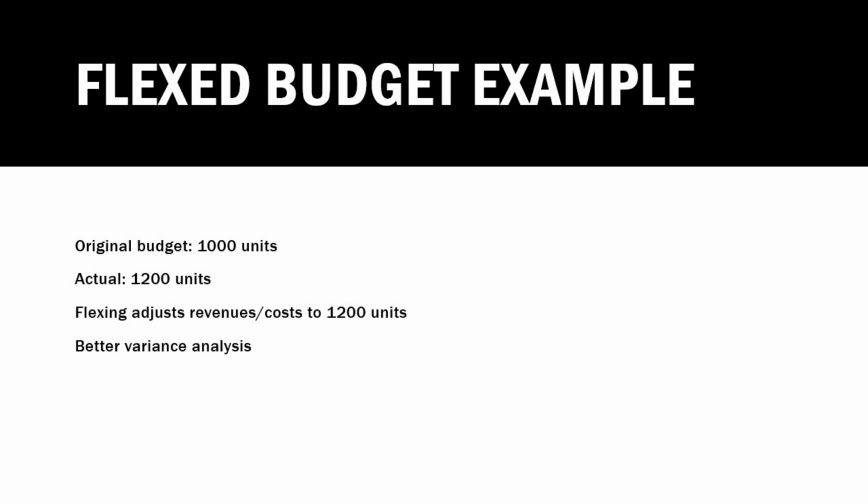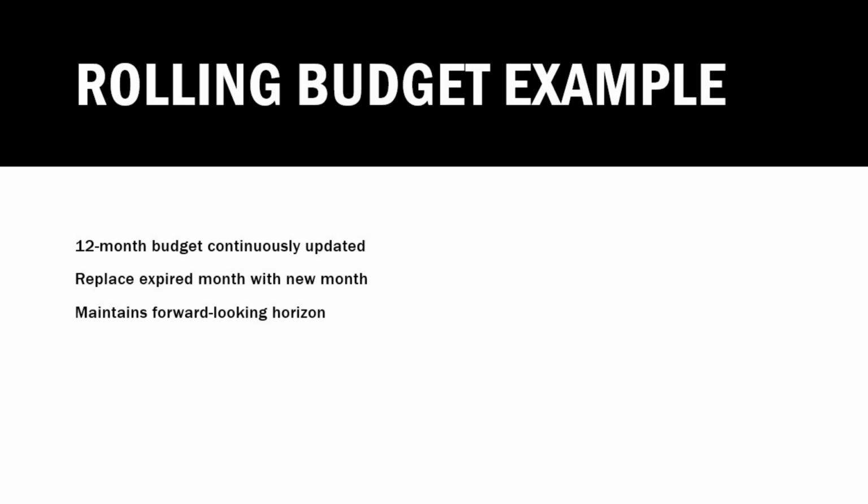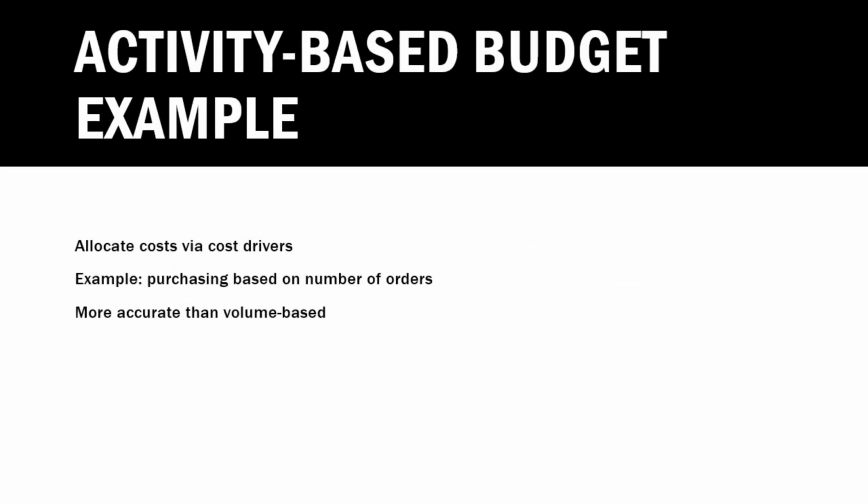Flexed budgets are especially important. Suppose 1,000 units were budgeted but 1,200 were produced. A flexed budget adjusts sales and variable costs to 1,200 units. This ensures that variances reflect real performance, not differences in volume. Rolling budgets extend the horizon and ensure management always looks ahead. Activity-based budgets link costs to activities such as machine setups, producing a more accurate picture of resource use.